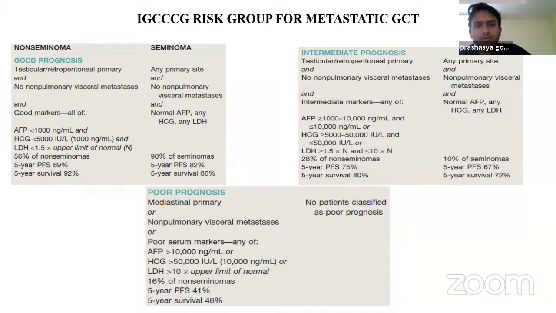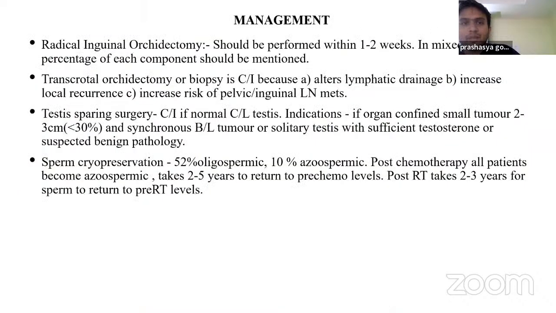Poor prognosis for patients with non-seminomatous tumor includes a mediastinal primary or the presence of a non-pulmonary visceral metastasis, or poor serum markers such as AFP greater than 10,000 or beta HCG levels more than 50,000 and LDH levels greater than 10 times the normal limit. They have a 5-year survival of only 48%.